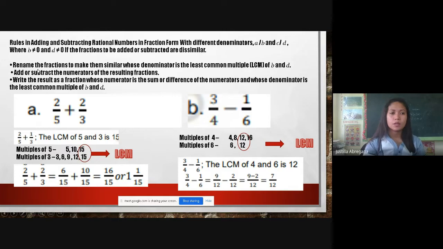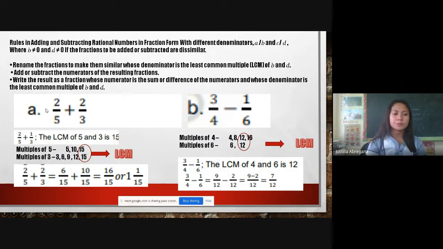Okay, first step is to rename the fractions to make them similar, whose denominator is the least common multiple of B and D. Next, add or subtract the numerators of the resulting fractions. And then, write the result as a fraction whose numerator is the sum or difference of the numerators and whose denominator is the least common multiple of B and D.